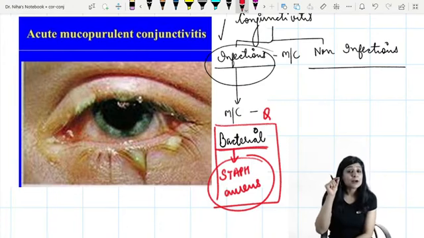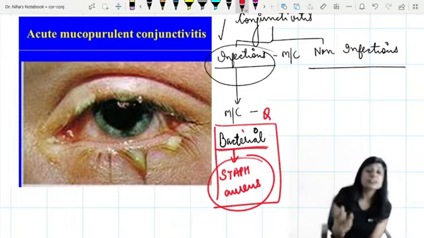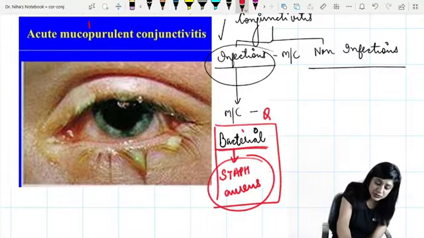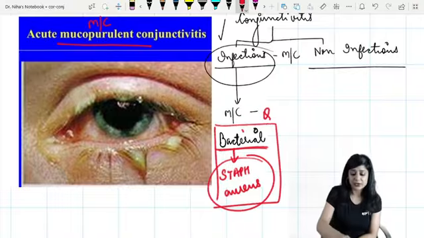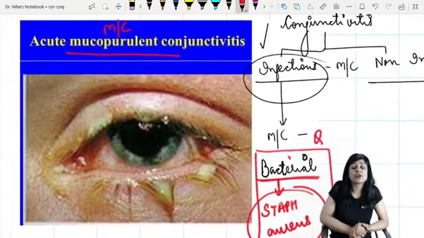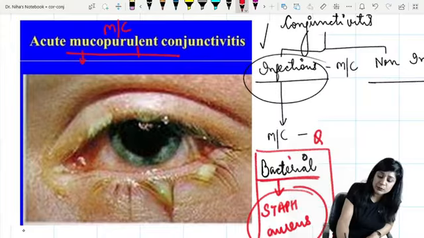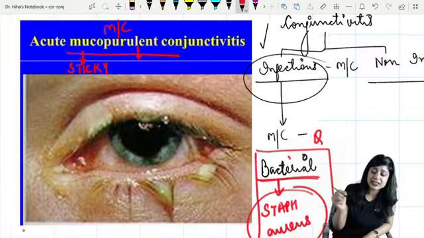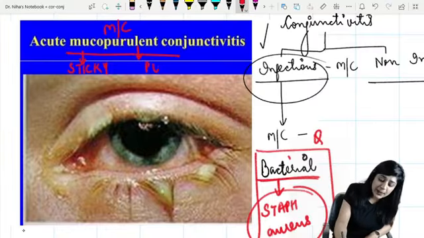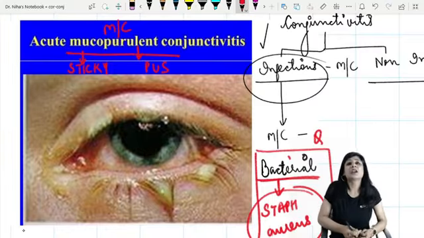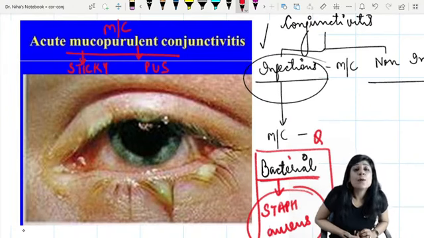Now when I talk about bacterial conjunctivitis, what is the most common type? The most common type of bacterial is the mucopurulent. So there are so many most commons that you have to remember. Now when you talk about muco and purulent, muco means sticky. We have the sticky and purulent is the pus. So we have the acute mucopurulent conjunctivitis, that is most common.